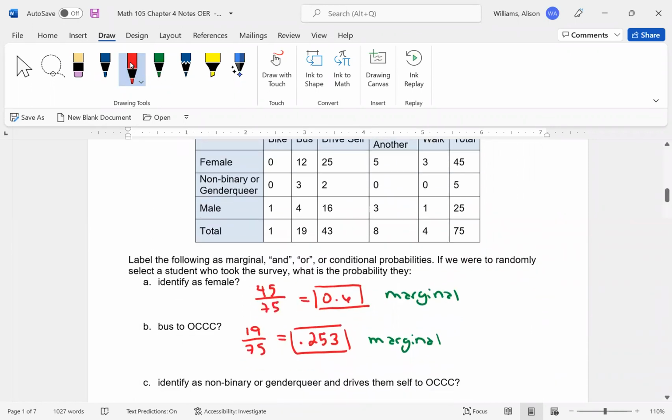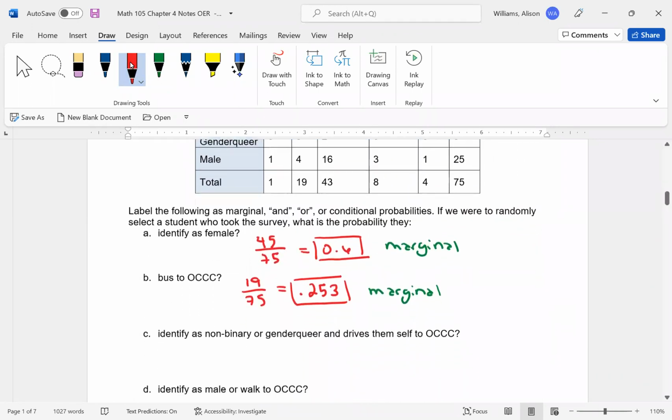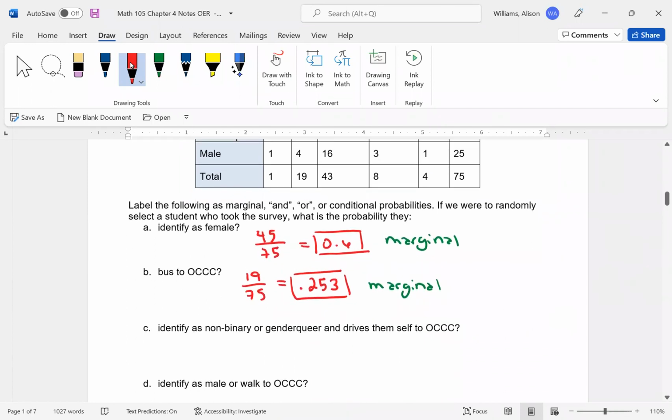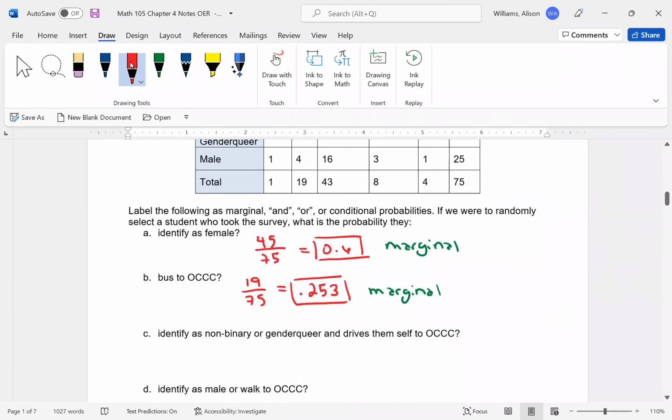Okay, let's look at the next one. So, identify as non-binary or genderqueer and drives themselves to OCCC. That actually gives away exactly the type of probability we're doing. This is an and probability. And for this, we'd be looking at people who both identify as non-binary or genderqueer and drive themselves.